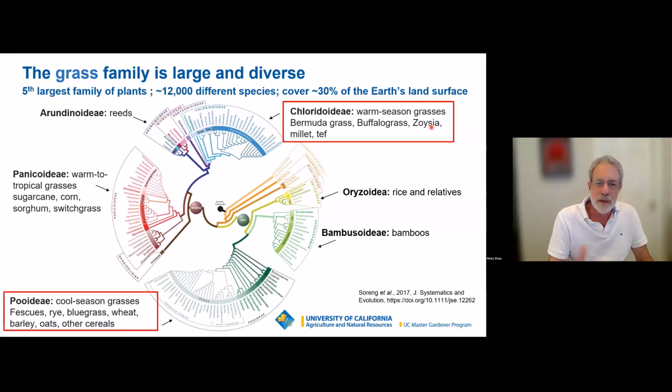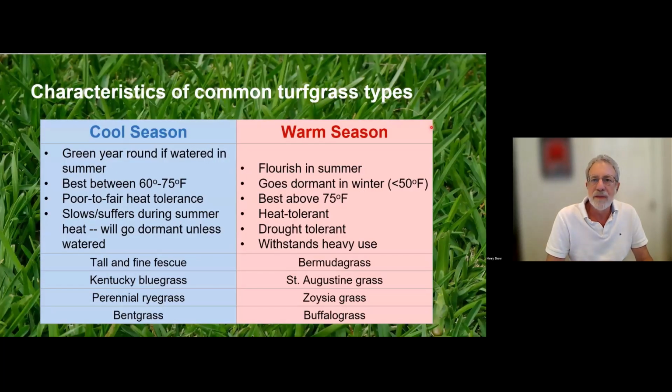So what's the difference between these 2 types of grasses, cool season and warm season? Well, cool season grasses stay green all year if you water them, if you water them in the summer around here. They grow best between temperatures of about 60 to 75 degrees Fahrenheit. They don't particularly like the heat of our summers. They have poor to fair heat tolerance. Their growth slows down when it's very hot in the summer, and they will go dormant unless you water them. Some examples are fescues, tall and fine fescues that you commonly see in grass seeds around here, Kentucky bluegrass, a very water-hungry grass, perennial ryegrasses, and bent grasses.